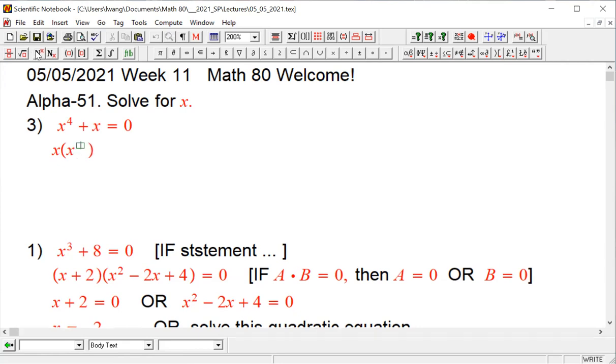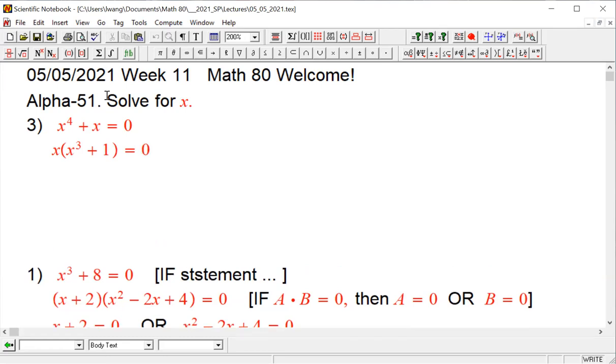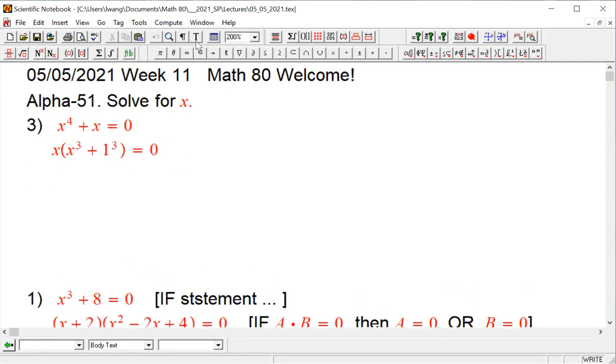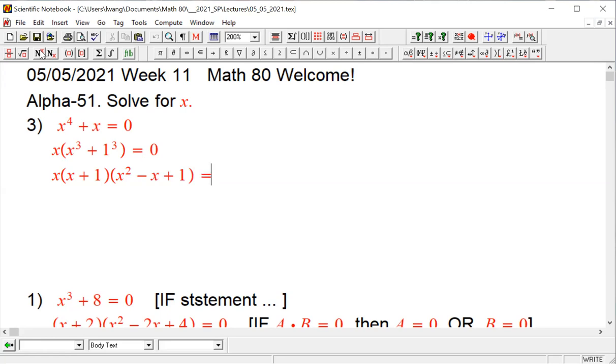After factoring, we have x raised to the power 3 plus 1, right? And the 1 is the same as 1 to the power 3, so we can use that formula, right? And then we get x times x plus 1 multiply x squared minus x, and plus 1 equals to 0, right? So we're gonna have 2 solutions from here, and we're gonna have 2 solutions from here.